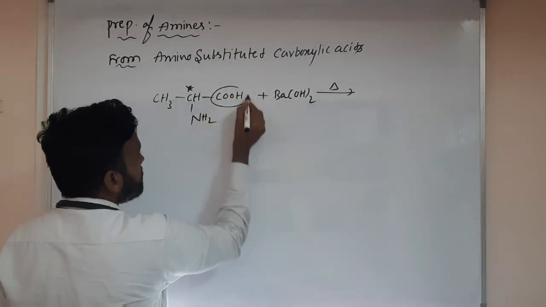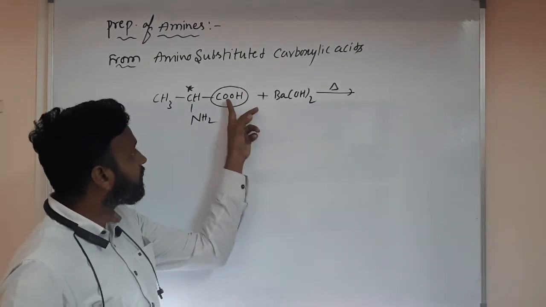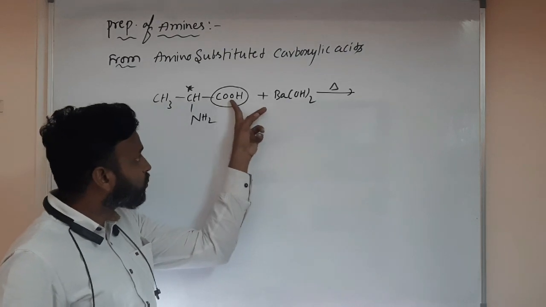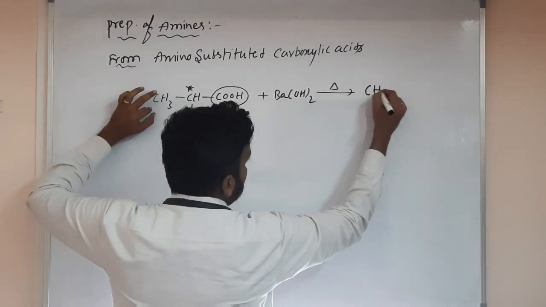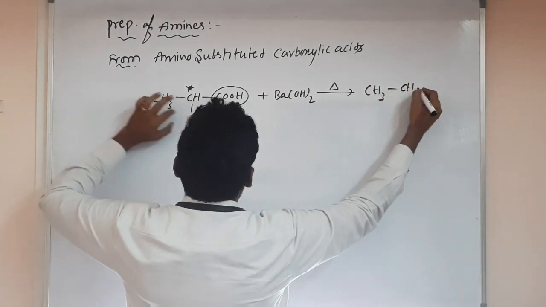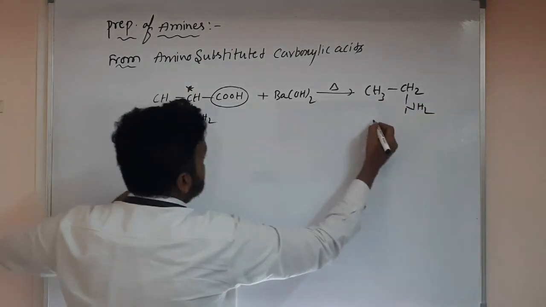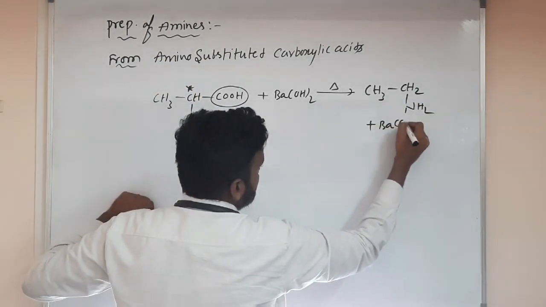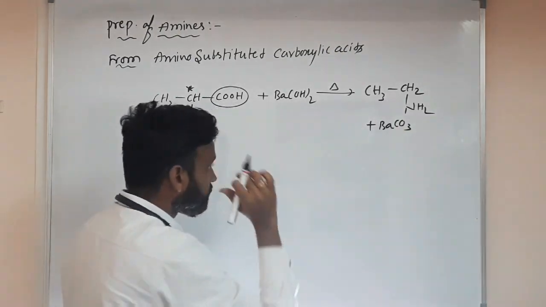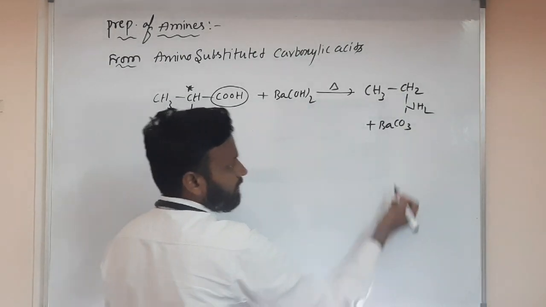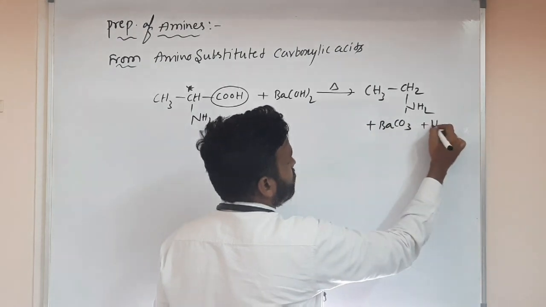This COOH group is there, so decarboxylation takes place. CO2 is removed, and that CO2 combines with the barium. The product here is CH3CH2NH2, and the remainder is barium carbonate, BaCO3, with CO3 2- and barium 2+. The remaining part is removed as H2O.